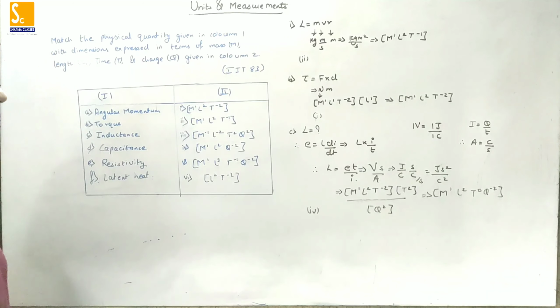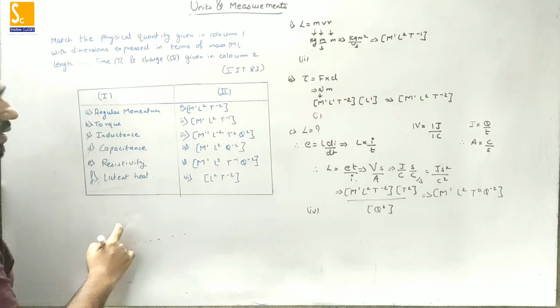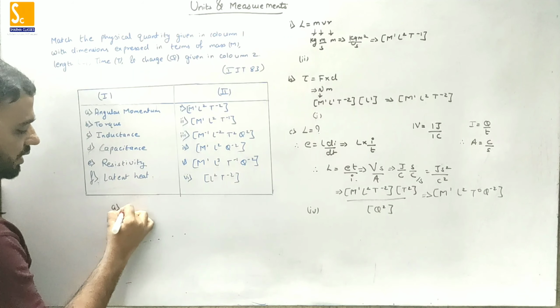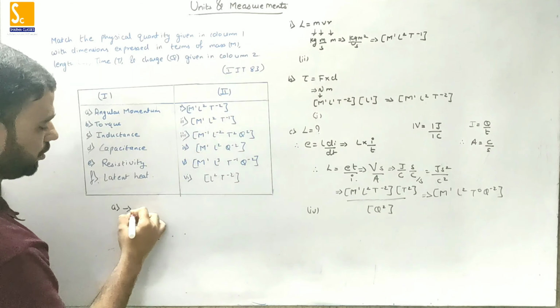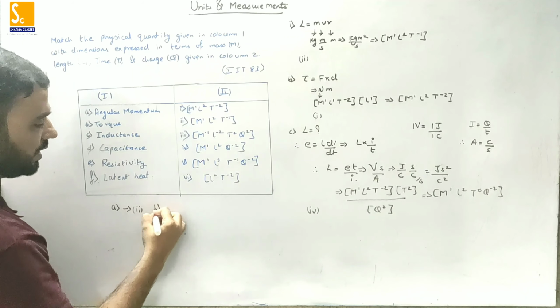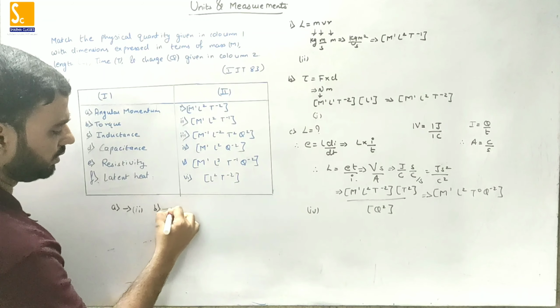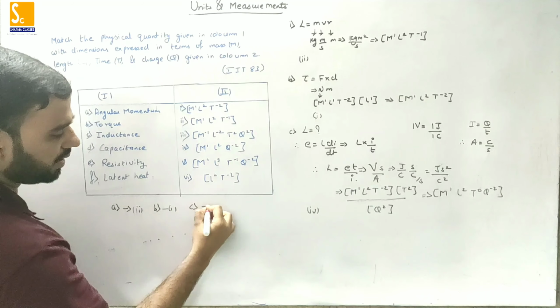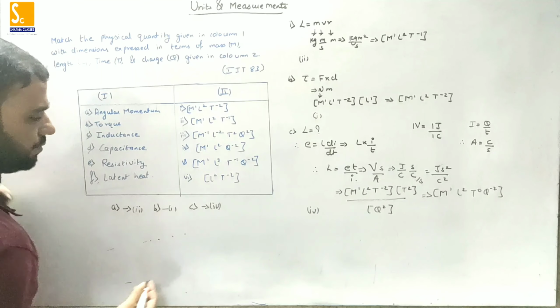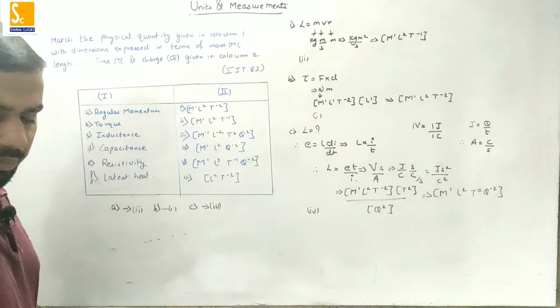Okay, fine. So I'll write down the answers over here. What is the answer for A? Option number 2. What is the answer for D? Option number 1. What is the answer for C? Option number 4. Fine. Let's do the remaining part now.